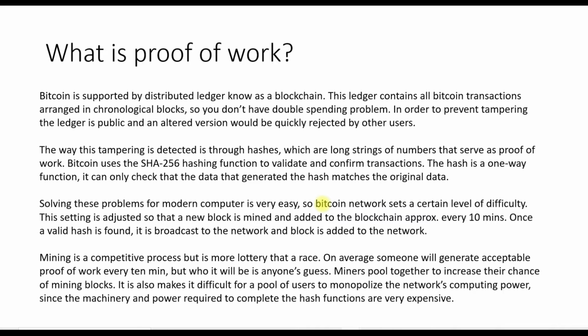Mining is a competitive process, but it is more a lottery ticket than a race. On average, someone will generate an acceptable proof of work every 10 minutes. But who it will be is literally anyone's guess. Miners pool together to increase their chance of winning these blocks. It also makes it difficult for a pool of users to monopolize the network's computing power, since the machines and the power required to complete the hash functions are very expensive.